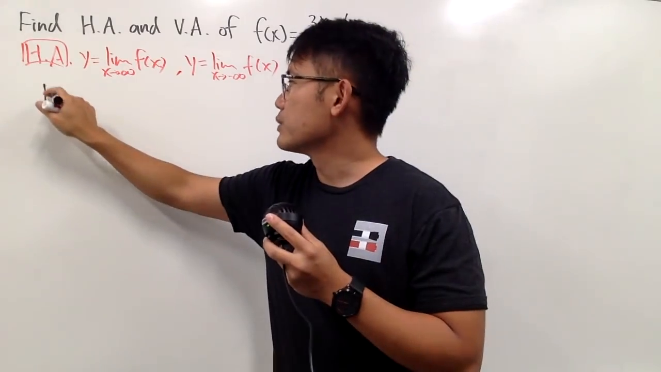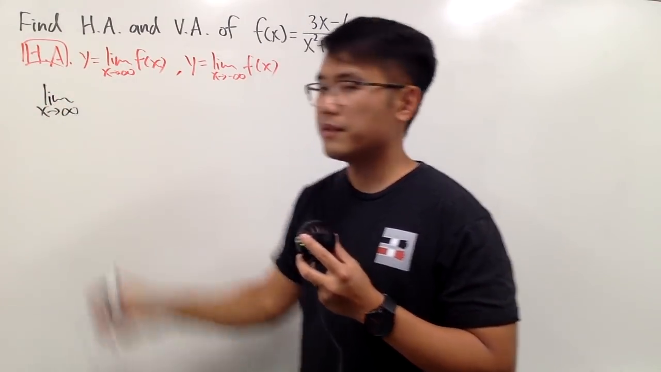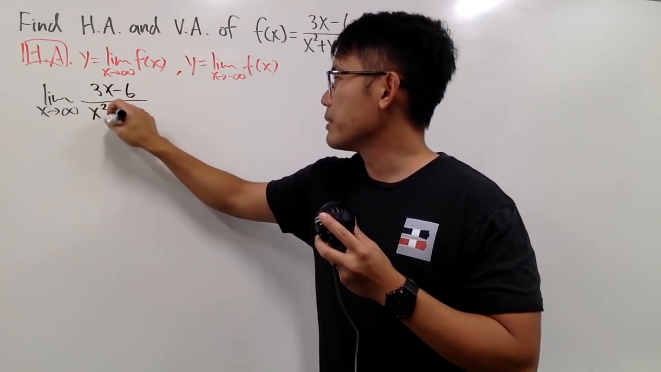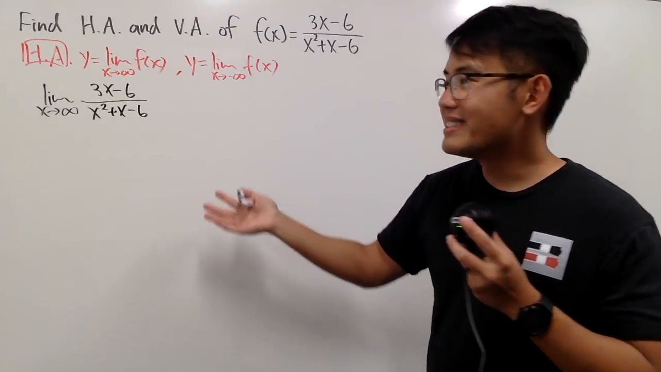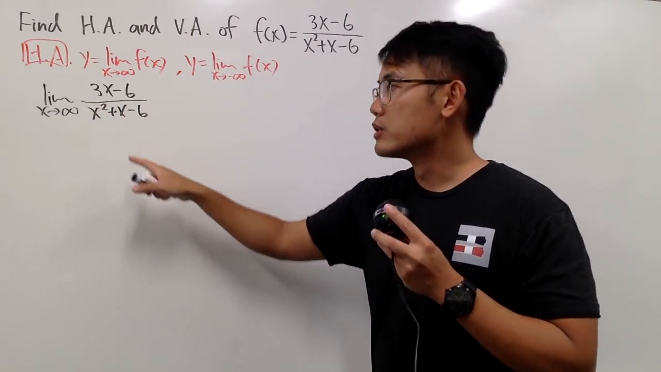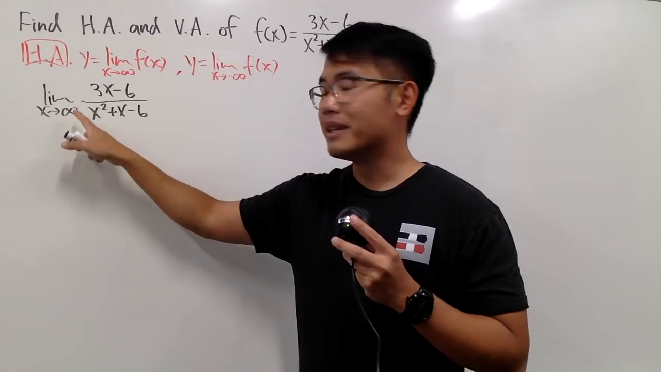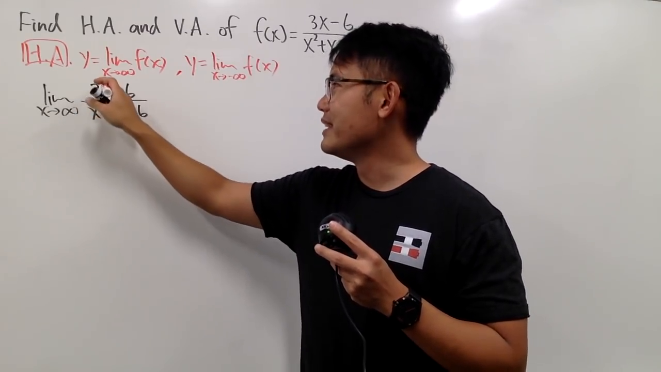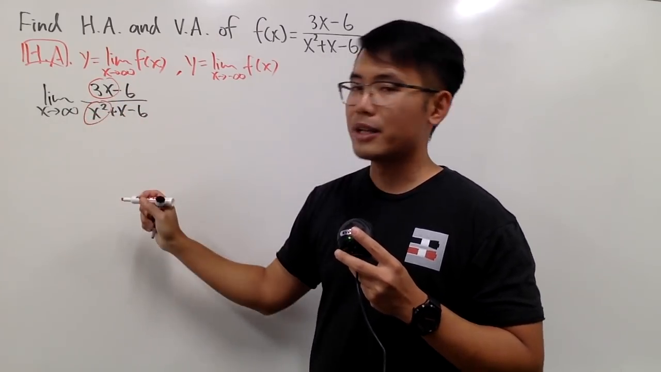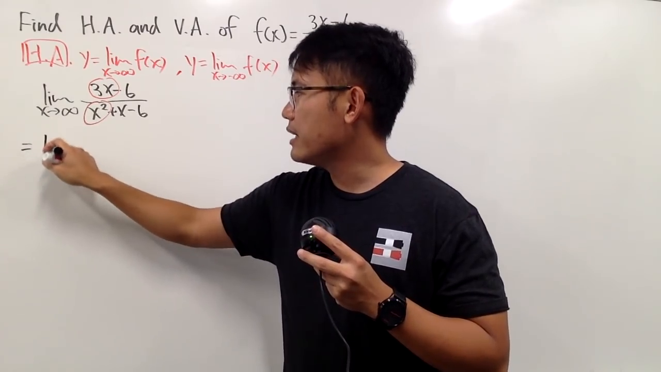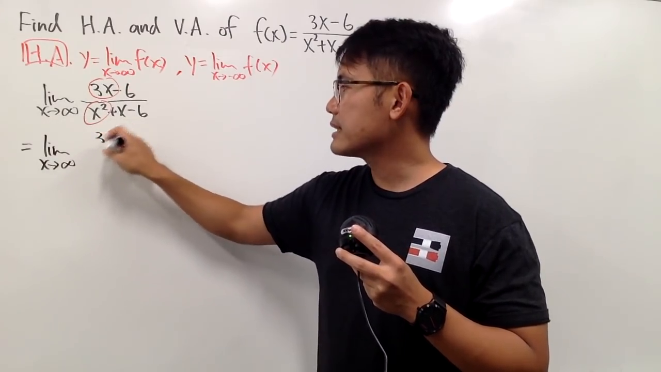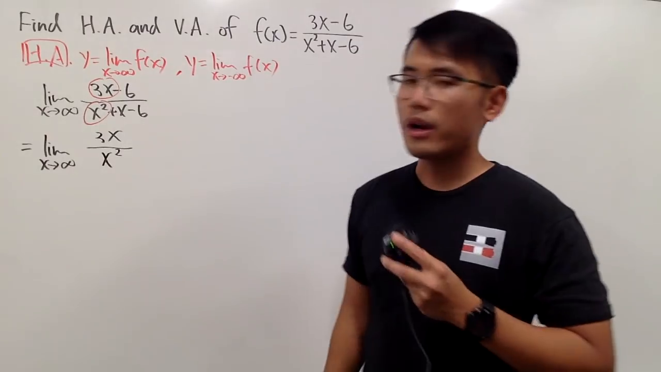And let's get going. First, we take the limit as x approaching positive infinity of this function, 3x minus 6 over x squared plus x minus 6. And notice this right here is really nice because we have a polynomial over another polynomial. So to take the limit as x approaching infinity, you can just compare the highest power of x on the top and the highest power of x on the bottom. And you see that this is the same as saying the limit as x approaching positive infinity, on the top is just 3x, on the bottom is just x squared.